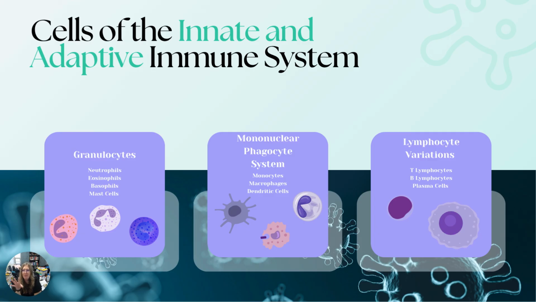So this slide is going to be our roadmap for the next several slides. We're going to divide the cells into three broad groups of our granulocytes, our mononuclear phagocyte system, and the lymphocyte population. So for every cell, I want you to ask yourself and keep these in the back of your mind, what does it look like? What does it do? And is it primarily innate, adaptive, or does it help connect the two? Is it that bridge between the innate and adaptive immunity?